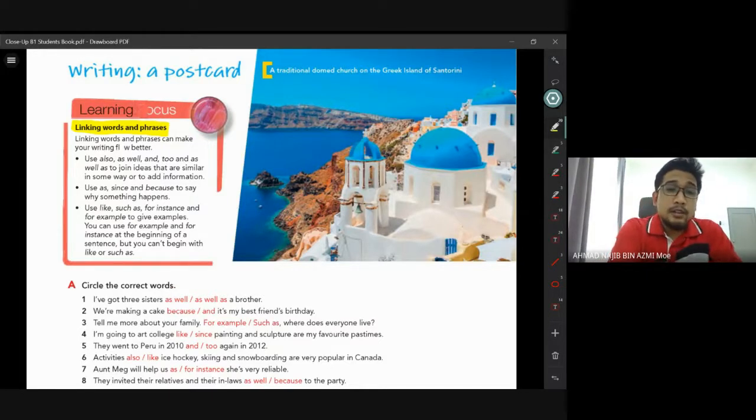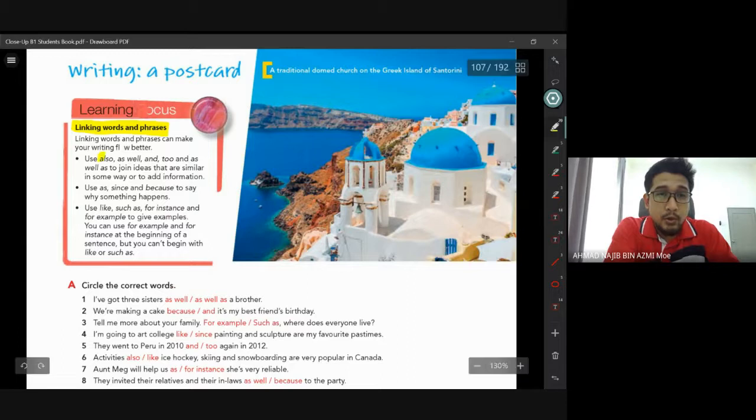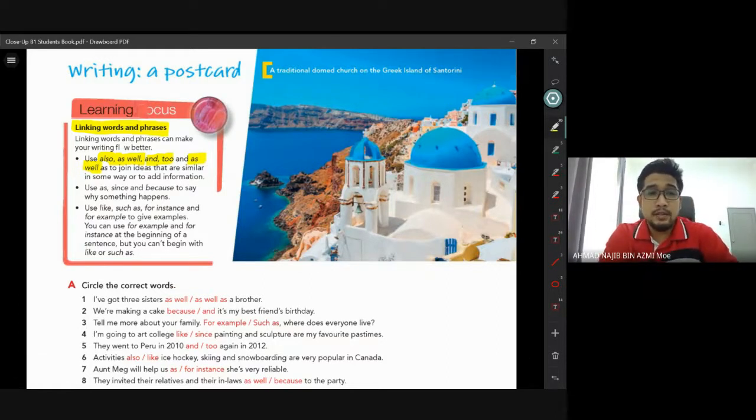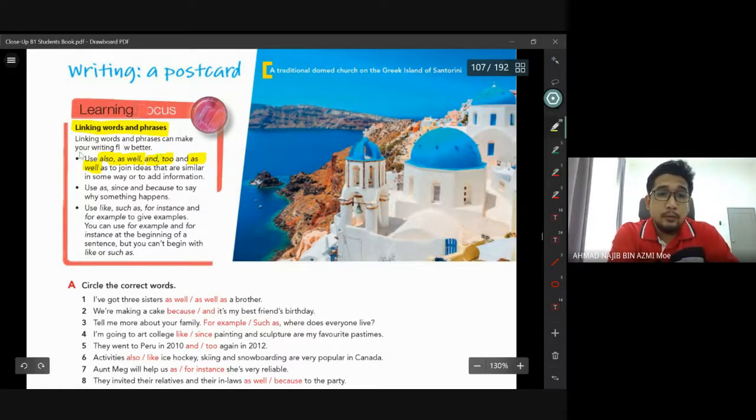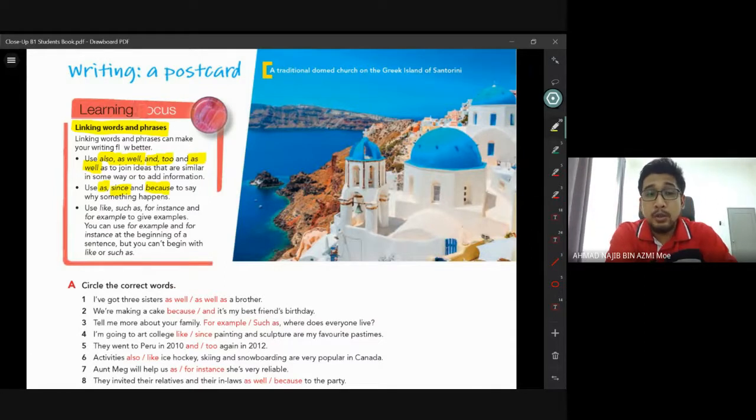So these are examples of linking words that we can use: also, as well, and, to, as well as. We use these to join ideas that are similar in some ways or to add information. Next, we have words like as, since, and because to say why something happens. We usually use because, but we don't use as and since as much. So try to vary it.